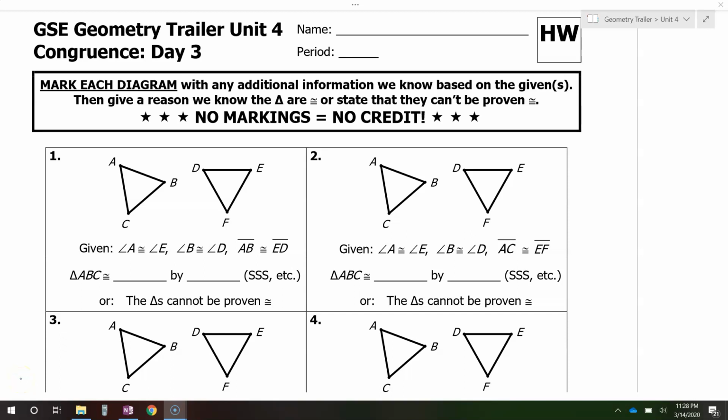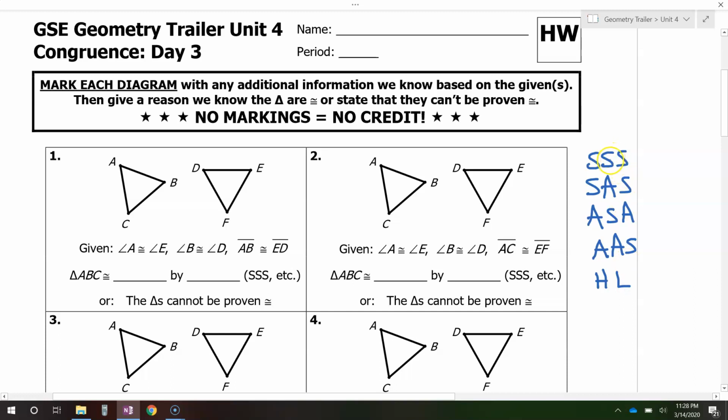In this video, I will show you how to choose which reason will prove that two triangles are congruent. There are 5 possibilities that work. We have side, side, side, side, angle, side, angle, side, angle, angle, angle, side, and hypotenuse leg.